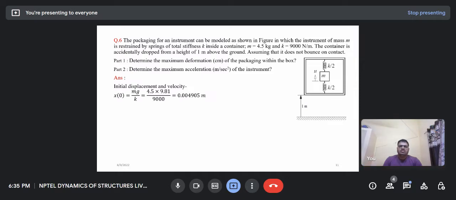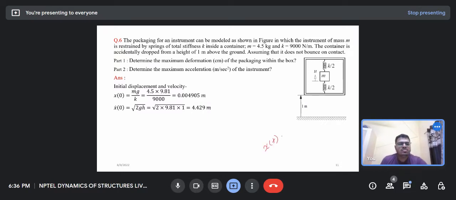The initial displacement would be mg by k. mg is the weight of the product, and k is the stiffness. So that is the initial displacement. And as you told me, the initial velocity would be the square root of 2gh. So you have been given x0, the initial displacement, and the initial velocity. Now you can find out the maximum deformation, the response of the free vibration.